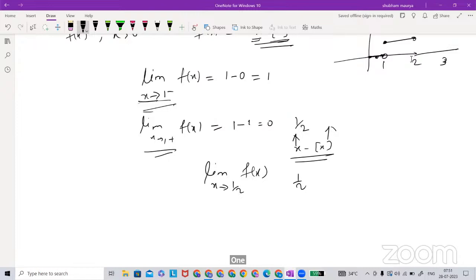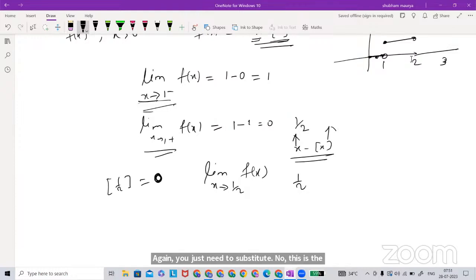Why is it 1 by 2? Again, you just need to substitute. The greatest integer value of 1 by 2 is 0, right? So 1 by 2 minus 0 is 1 by 2.